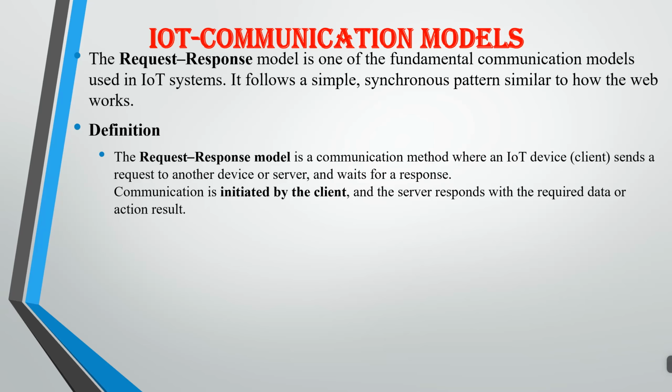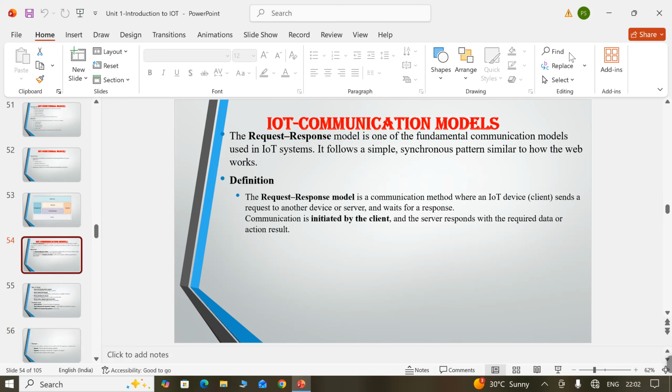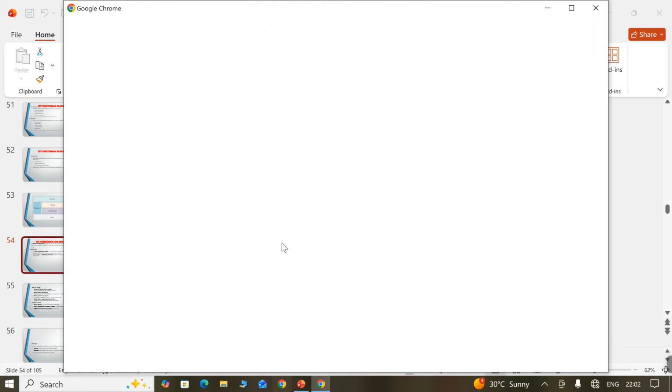It is the simplest model, a synchronous pattern similar to how a website works. So we know how the website is working. It's a request-response model. What do we mean by the request-response model of websites? I'll take an example to prove my concepts. Say I'll open a browser.